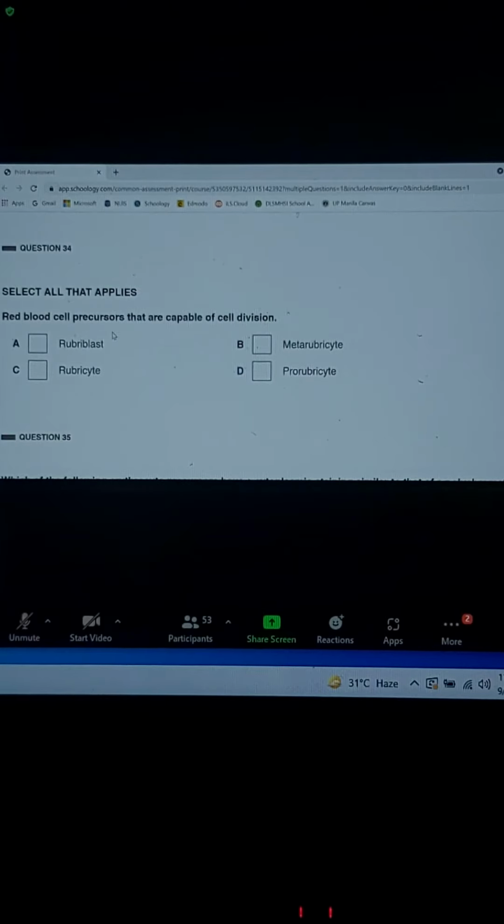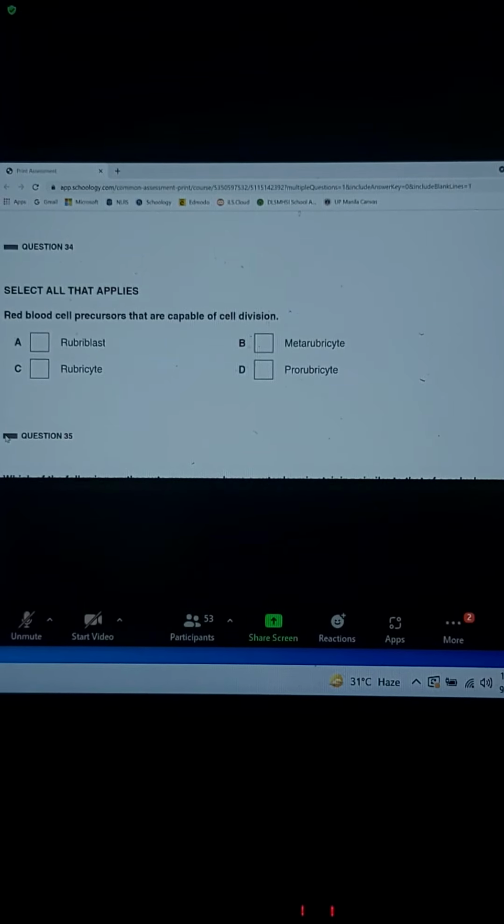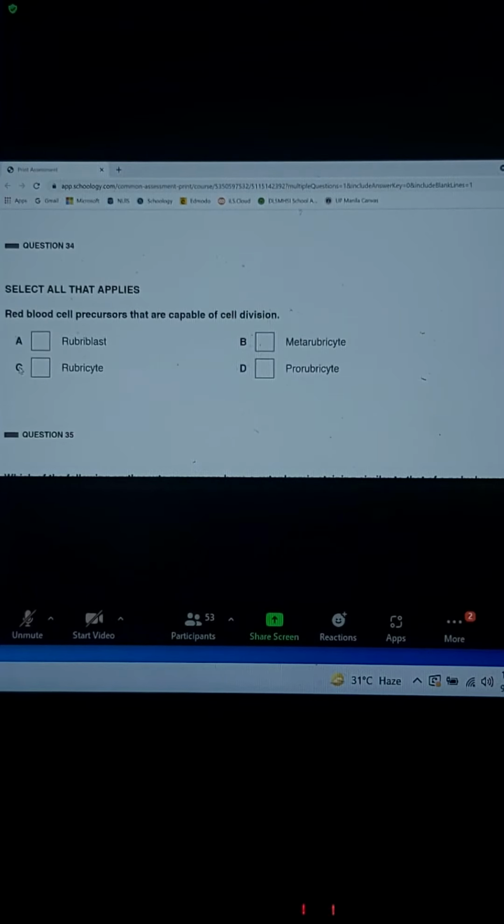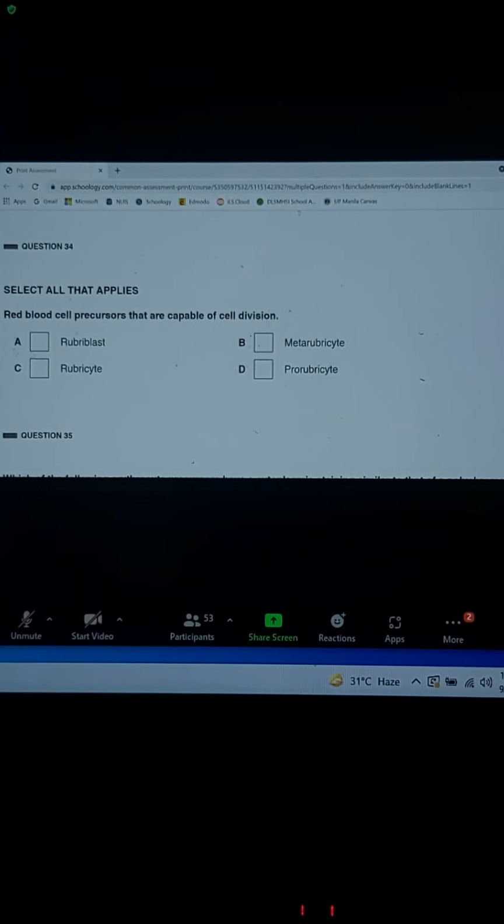Thirty-four. Red blood cell precursors that are capable of cell division. Lahat except Heterogracyte. Yes. So lahat except letter B. So therefore, the correct answers are letter A, C, and D. Okay? Kasi red blood cell precursors that are capable of cell division.